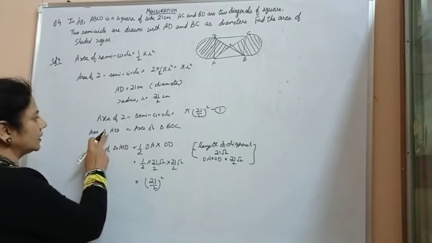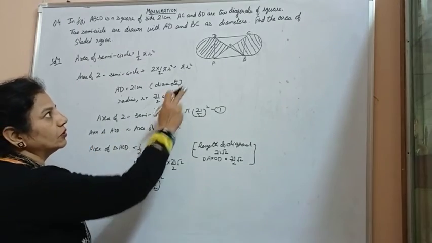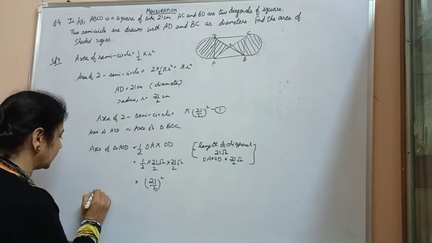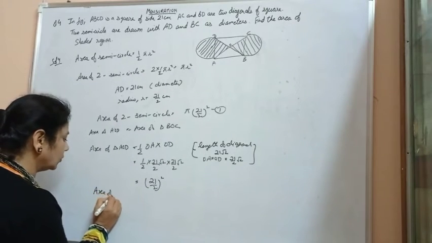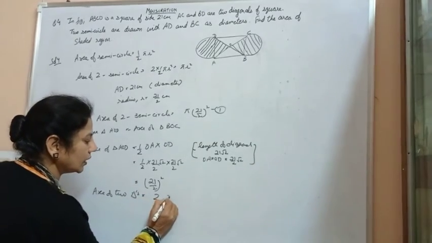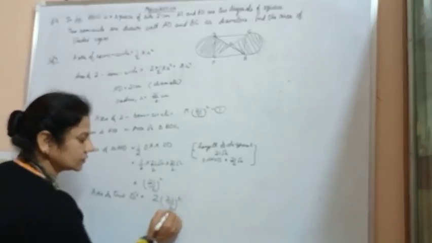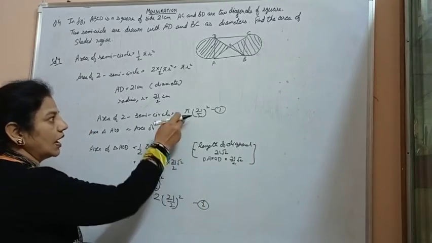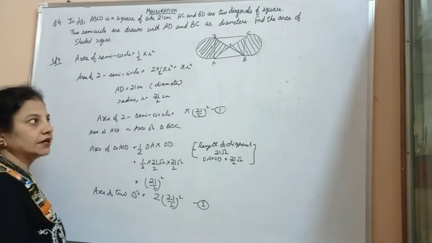The area of triangle AOD and the area of triangle BOC are both equal. So the combined area of the two triangles will be 2 into 21 by 2 whole square. This is my second equation. Adding 1 and 2 to get the area of the shaded region.